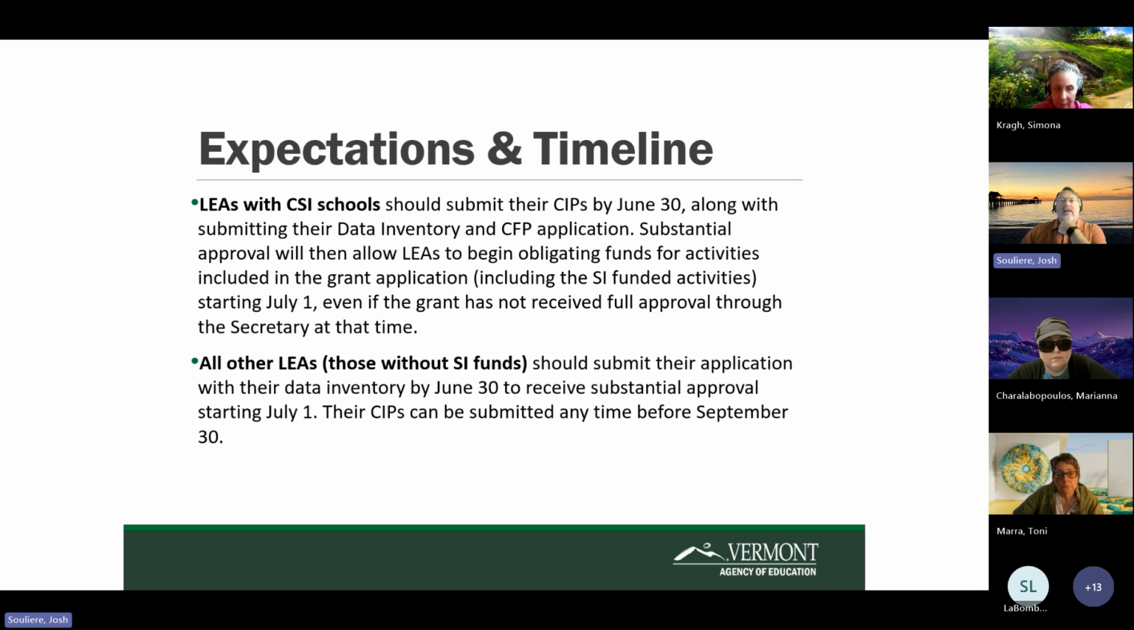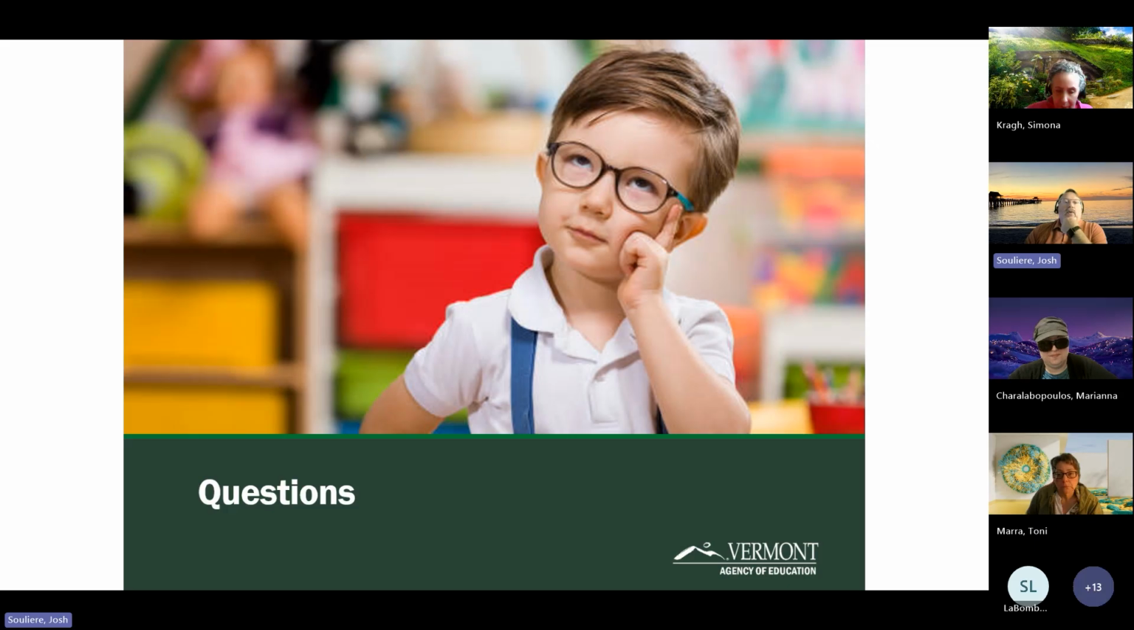As a reminder, LEAs carry the risk during substantial approval, because if something does not ultimately get approved in the final application, the LEA will not be able to draw reimbursement from the grant funds for those activities. So please practice good grant management to mitigate this risk for your LEA. So that concludes today's overview of the CIP template. We're ready to take any questions. If you have any, please feel free to unmute yourself or place a question in the chat.